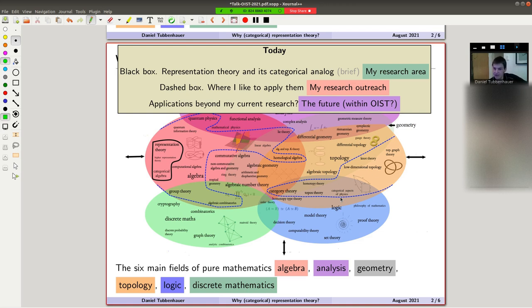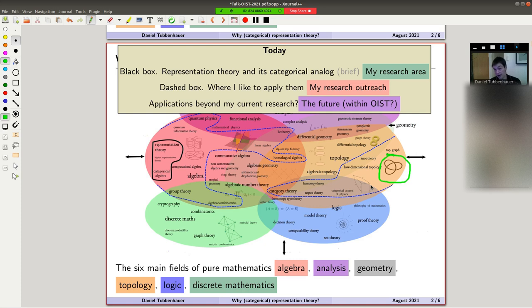As I said, that's really disappointing because it covers a bit of pure mathematics, but it certainly doesn't cover anything else, and that's really bad. So one of my main future goals for coming maybe to the OISD would be to really increase my research outreach. Anyway, the dashed box is where I like to apply representation theory, and I will zoom in on those funny little pictures in a second.